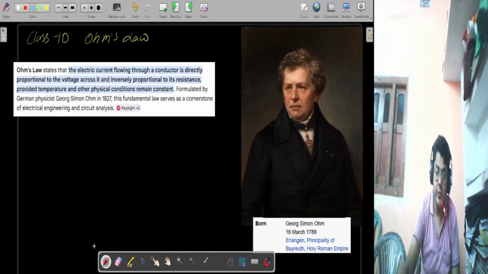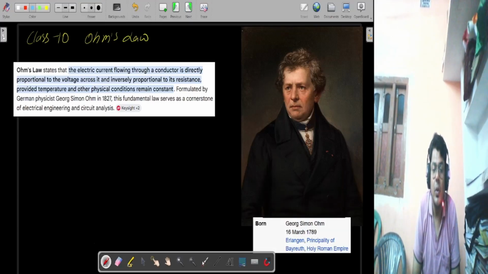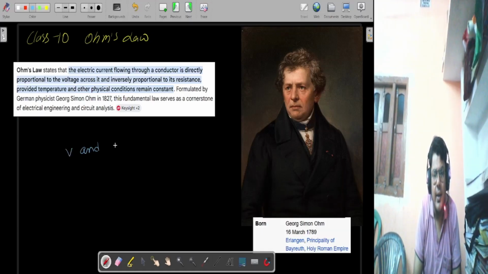This topic is from the chapter Electrostatics, and it is in class 10 physics. Before going straight to the topic, because this topic gives the relationship between potential difference and the electric current at constant temperature.